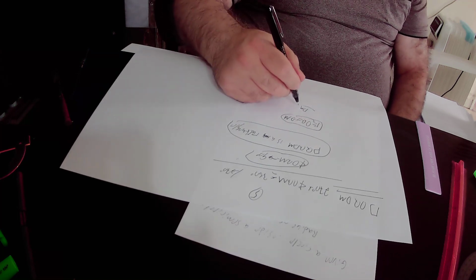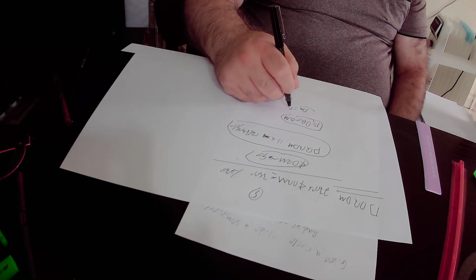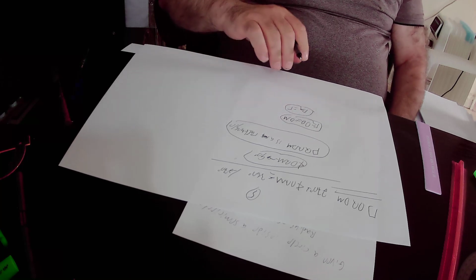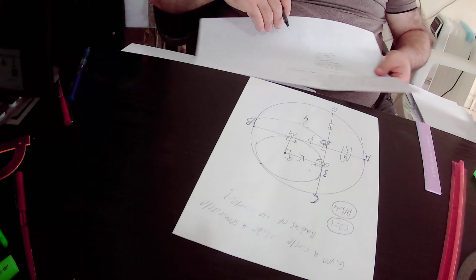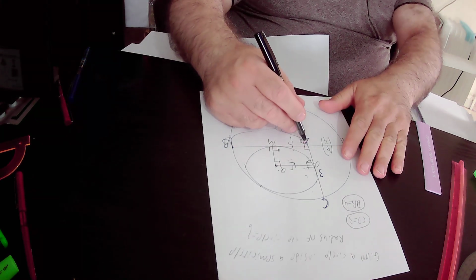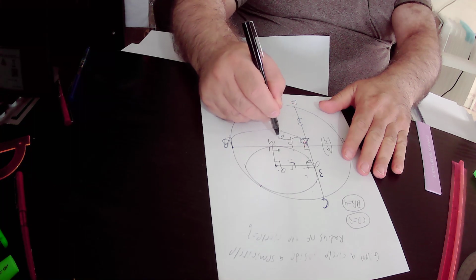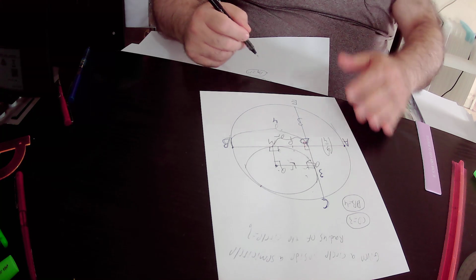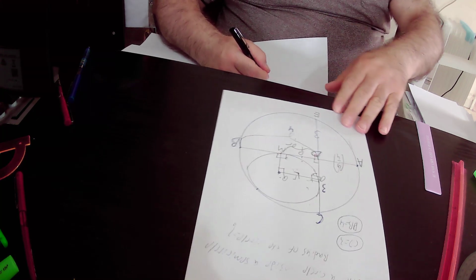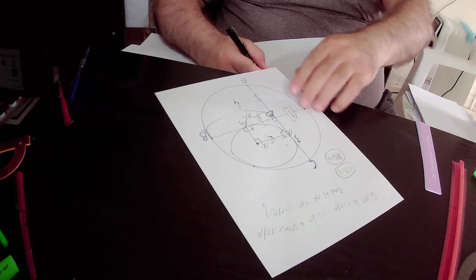Okay, DM equals r, the radius of the small circle. Here we can write down that DM equals r, the radius of the small circle. And what is the length of the small line segment DP?